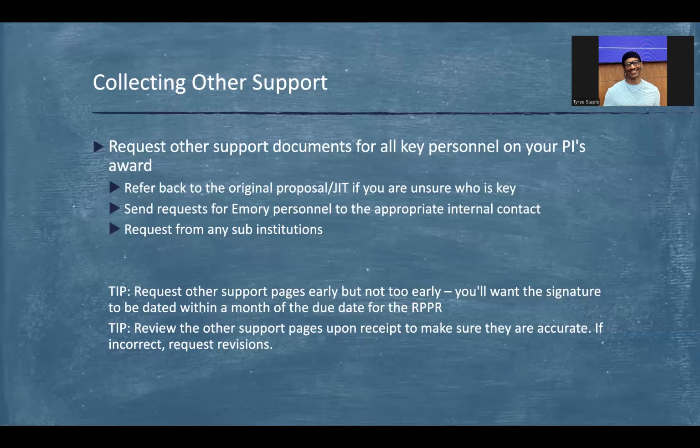I think it's always good to request your other support pages early so that people have plenty of time to put them together, especially now with the start of Science CV and people still getting used to that change. It's good to give people enough time, but not too much time, because you don't want them to send it right away and then the signature is really old by the time the RPPR is due. So I usually try to give people 2 weeks to turn them around.